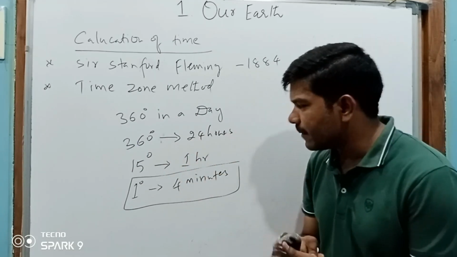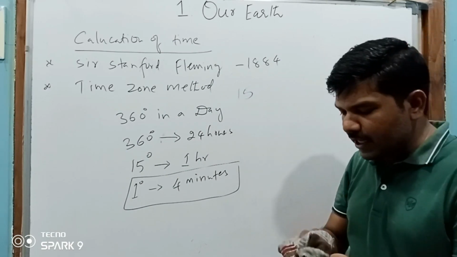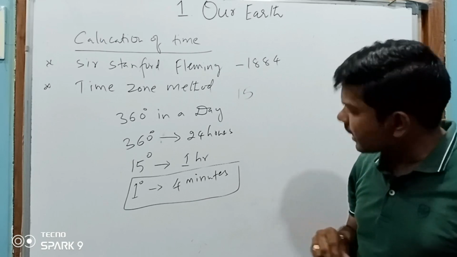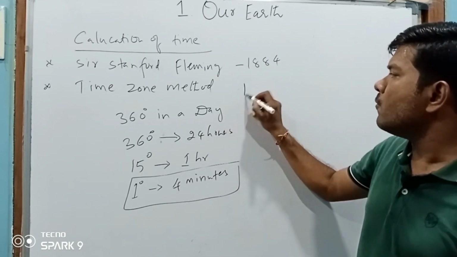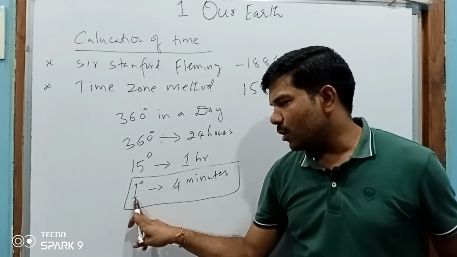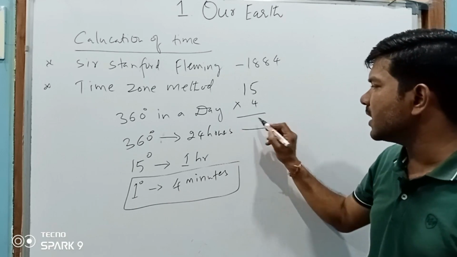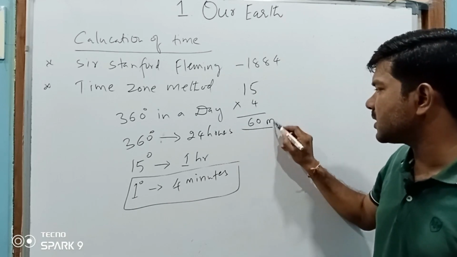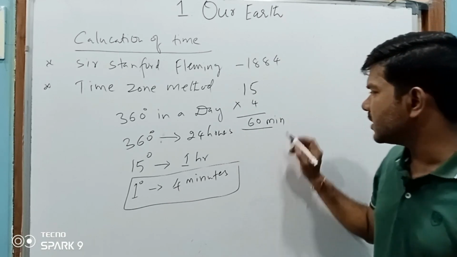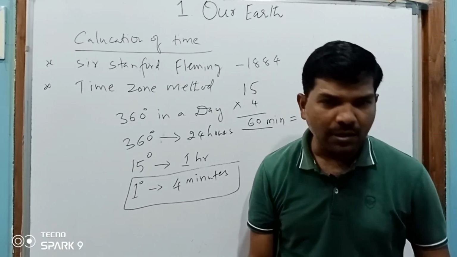So we can say that to move 15 degrees, I said that to move 1 degree of longitude it takes 4 minutes. So to move 15 degrees it takes 60 minutes. 60 minutes is equal to 1 hour.